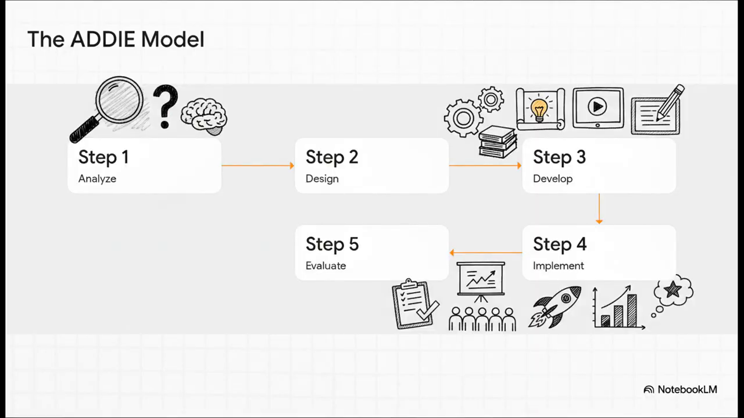So the 5 phases are really straightforward. First, you analyze all the needs. Then, you design the learning solution. After that, you develop all the materials. You implement the course, and finally, you evaluate how effective it was. It's just a really logical A to Z flow.